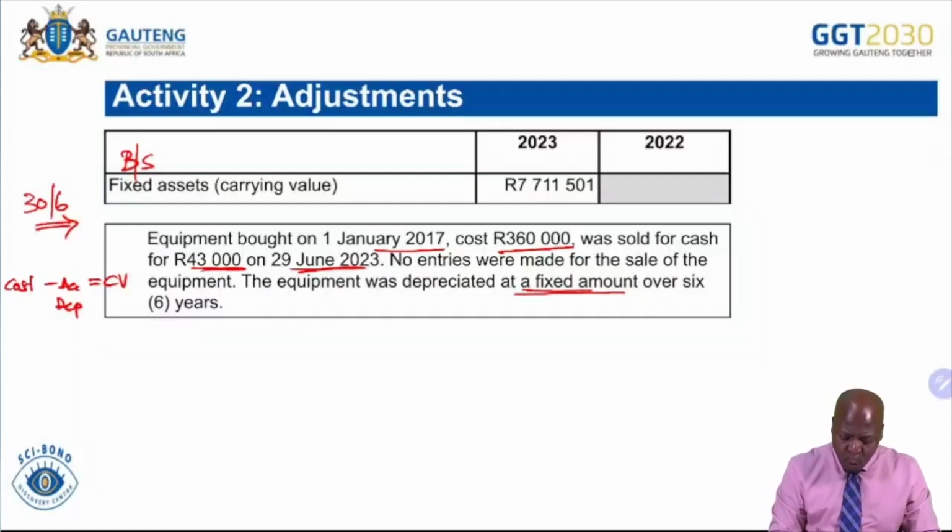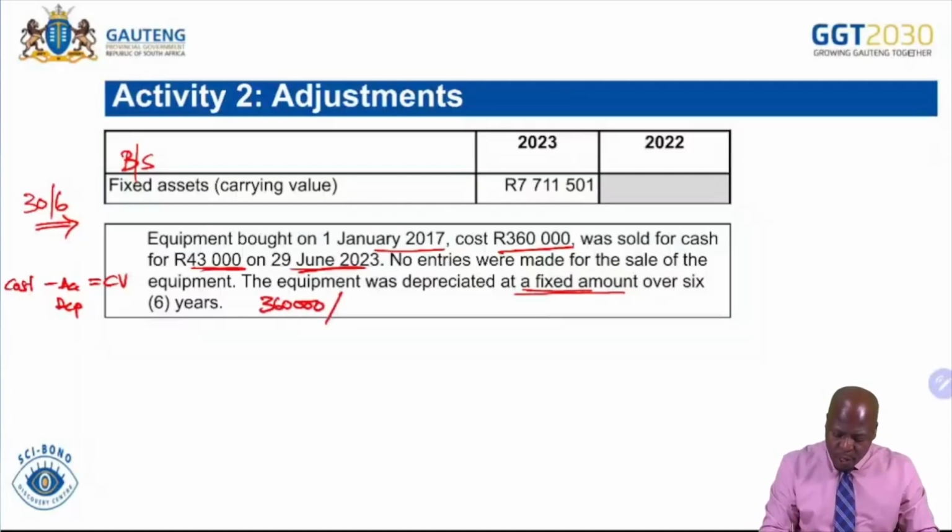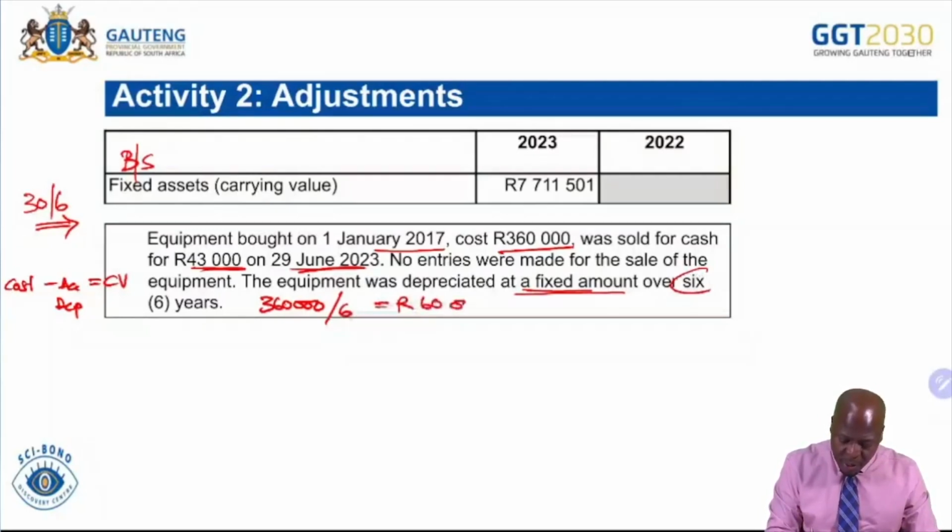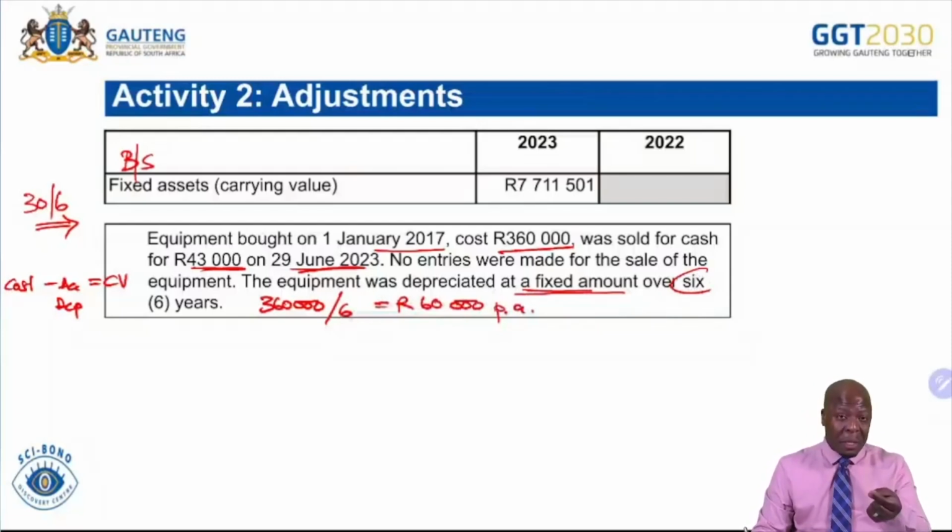If the asset was for 360,000 and we are told that it was to last for 6 years, if we divide this by 6, therefore this asset was to lose 60,000 per annum to depreciation. Fixed installment. The only difference is that in this question we are not given the 20% or the 15%. We are given the number of years. But in any case, it must lose 60,000 per annum.